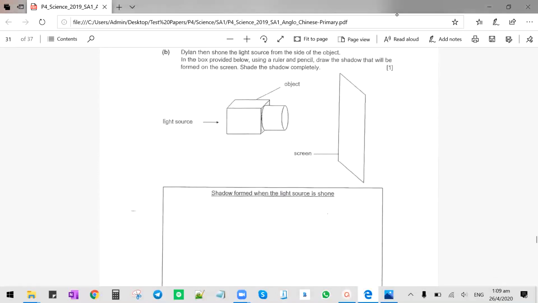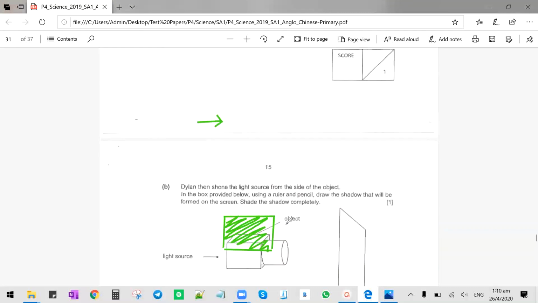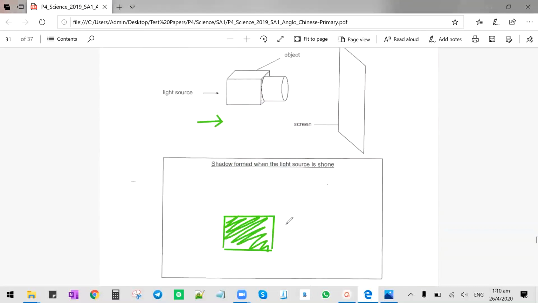Dylan then shone the light source from the side of the object. Okay, in the box below, draw the shadow that will be formed. Okay, so basically the light is shining from here, right? So what you're gonna see is just, okay, a rectangle or square depending on the box itself. Okay, the question is not that clear about it. Most likely it's just gonna be a squarish thing like that. Alright, that is the shadow being formed on the screen.